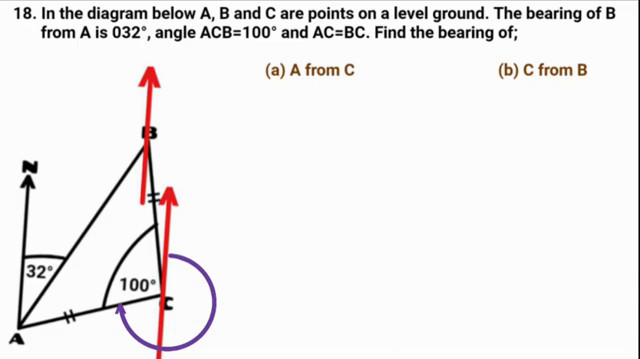Okay, so the problem here is that there is a certain angle whose value we don't know. We don't know the value of this angle here, the angle from B to the north line at C, which we can call angle BCN. So it will be very difficult for us to find the bearing of A from C. So we first need to find the value of angle BCN.